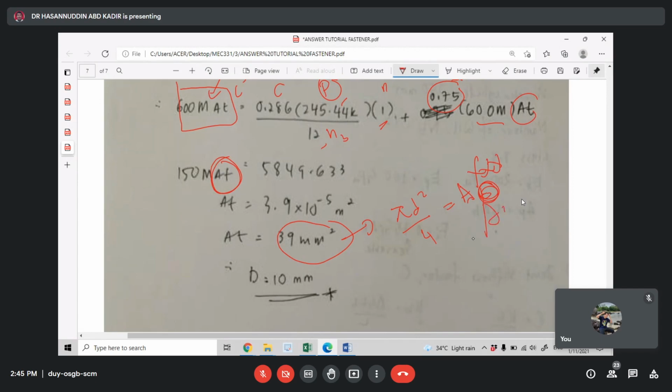So to get the area of tensile from the diameter, look for your table. This one. Because we involve with force on the tensile only. So we will go into detail on the design.